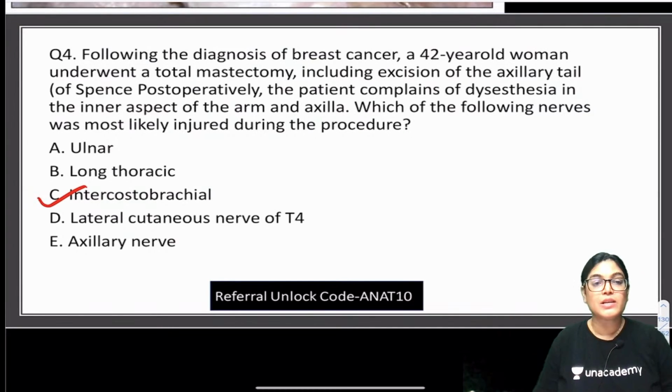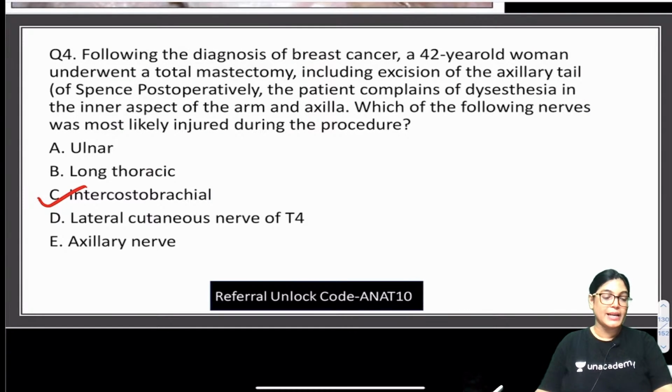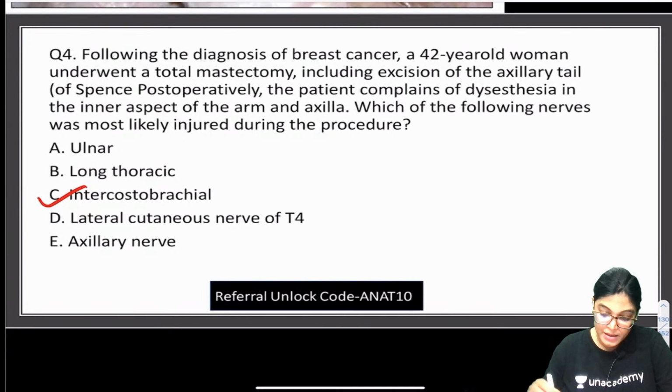The correct answer is intercostobrachial nerve. Intercostobrachial nerve is a branch of which nerve? Can anybody tell me? Intercostobrachial nerve is a branch of which nerve and why is it the correct answer? I will come up with the explanation.